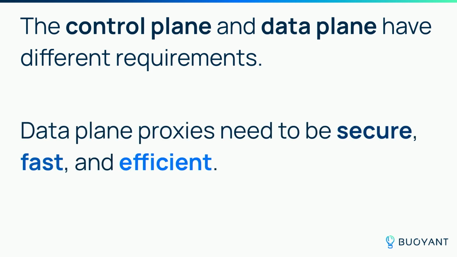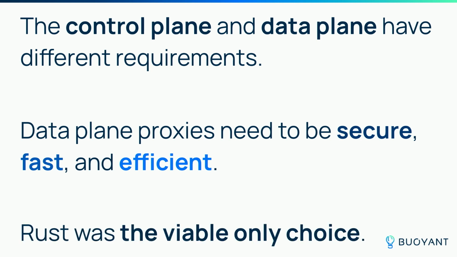Because the data plane is proxying all that traffic, that's the hot path, those need to be secure, fast, and efficient, right? No compromises allowed there. And because of this, Rust was kind of the only choice for us. It was the only language that really gave us the best of both worlds in terms of speed and safety.